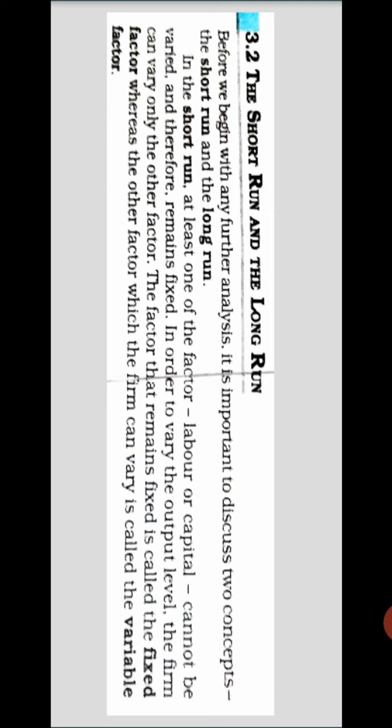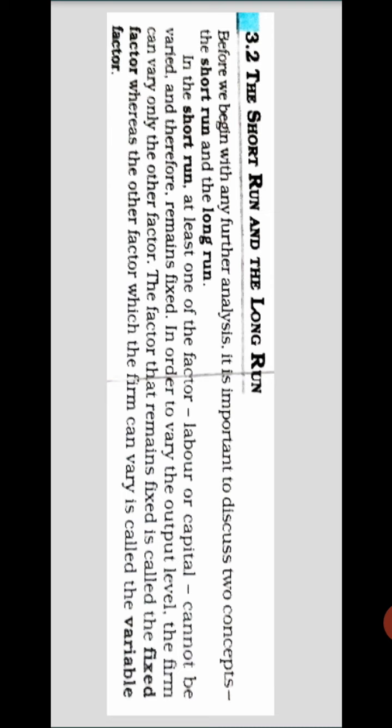In the short run, at least one of the factors, labor or capital, cannot be varied and therefore remains fixed. So in the short run, two kinds of factors come: one is the fixed factor, another is the variable factor. Two things are going to happen in the short run. I will explain what is a fixed factor and what is a variable factor.